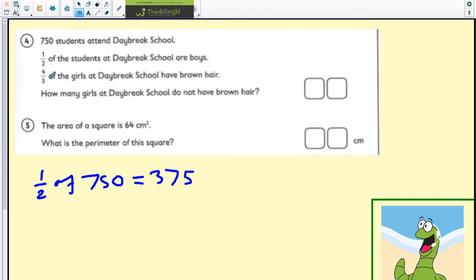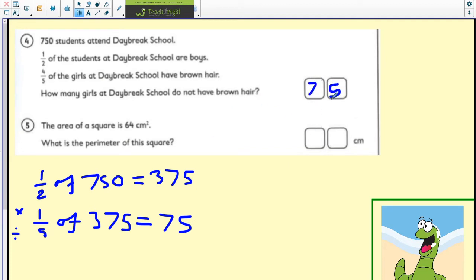Then if 4/5 have brown hair, 1/5 don't. So if I can work out what 1/5 of 375 is, I'll get my answer. And with this, we just got to remember, we divide by the bottom, times by the top. Well, 1 times 375 is the same. And then 375 divided by 5 is going to be 75. Job done. 75. Equally, you could have worked out what 4/5 is, which would be 300, and then taken it away to find the difference, but I think that's slightly more elegant.